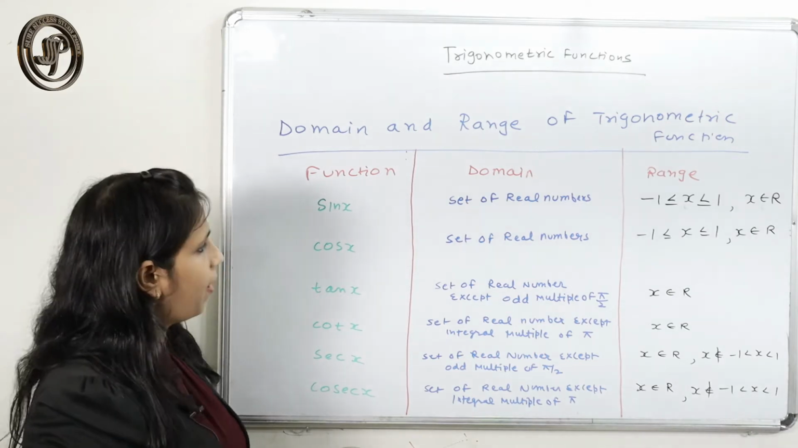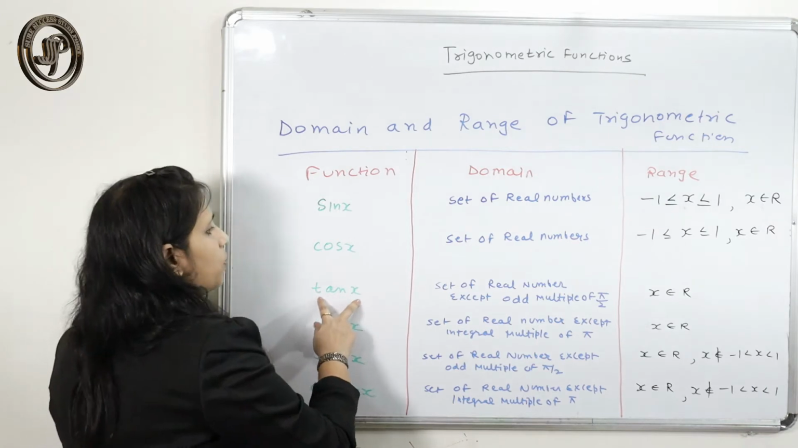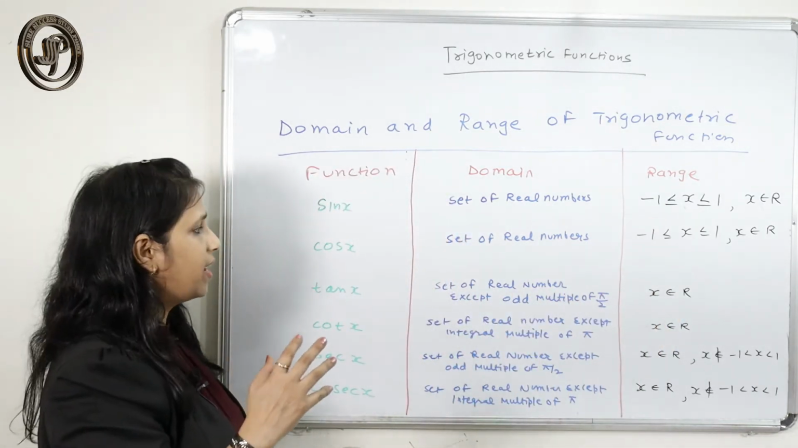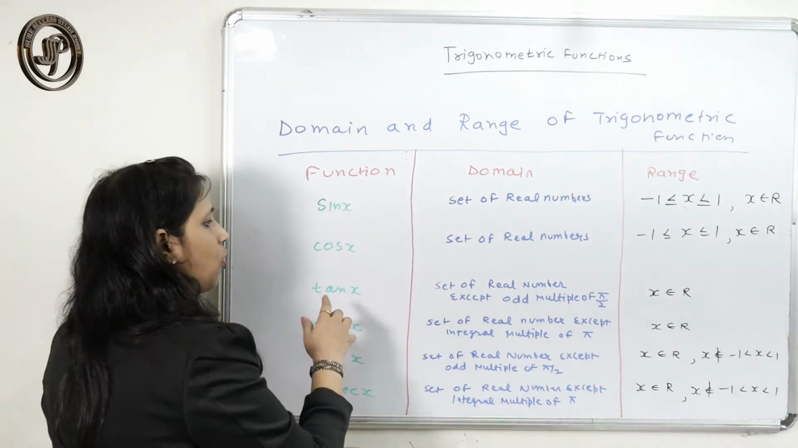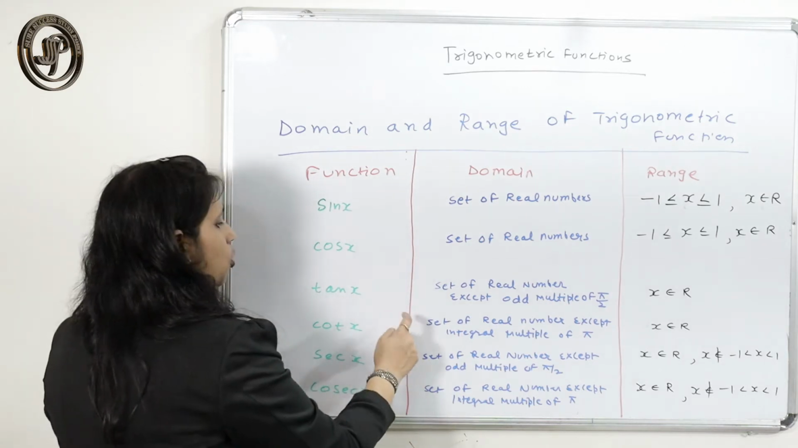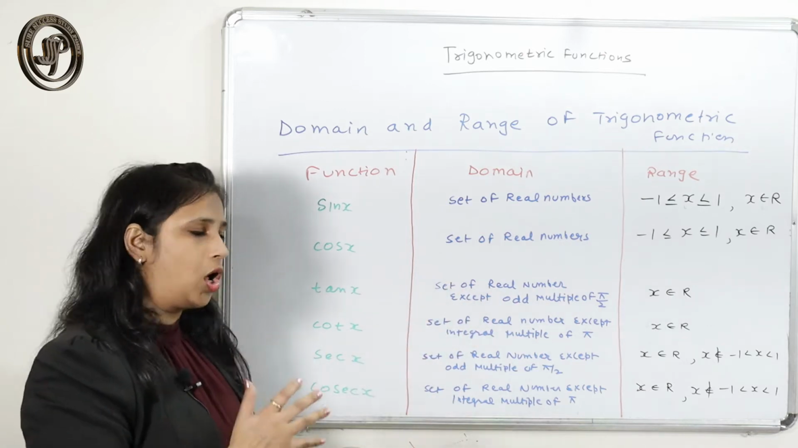And here the range: what would be the range of tan x? The range of tan x is all real numbers. The range of sec x is also discussed here. That is the domain of cot x, and the range of cot x is all real numbers.